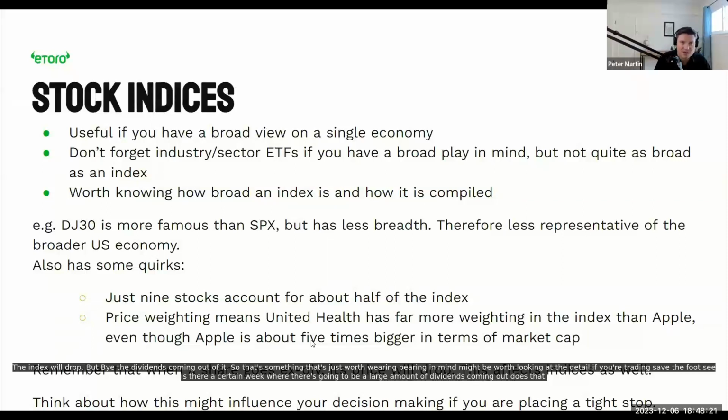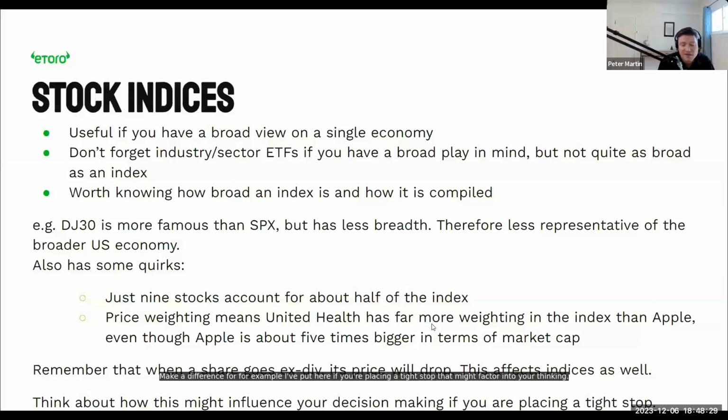So that's something that's just worth bearing in mind. It might be worth looking at the detail if you're trading, say, the FTSE. Is there a certain week where there's going to be a large amount of dividends coming out? Does that make a difference? For example, I've put here, if you're placing a tight stop, that might factor into your thinking.